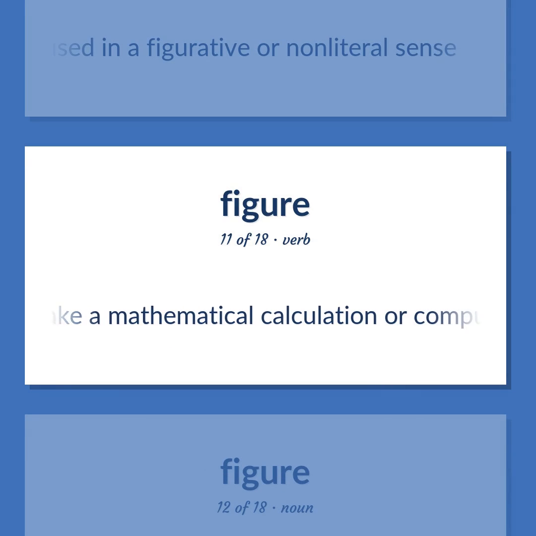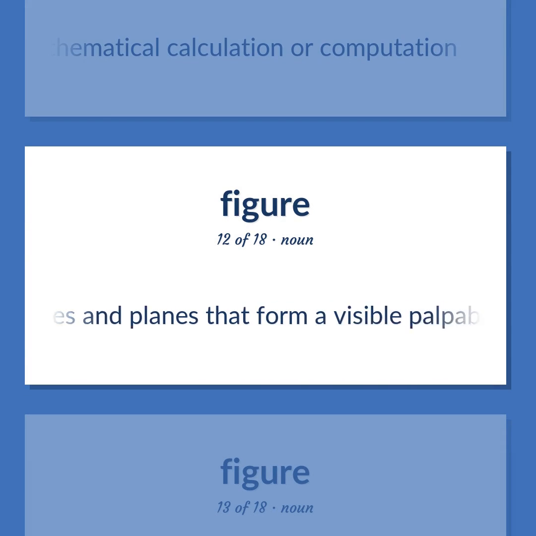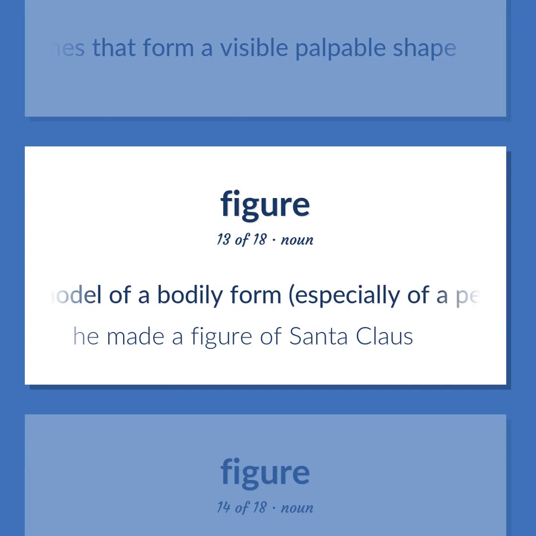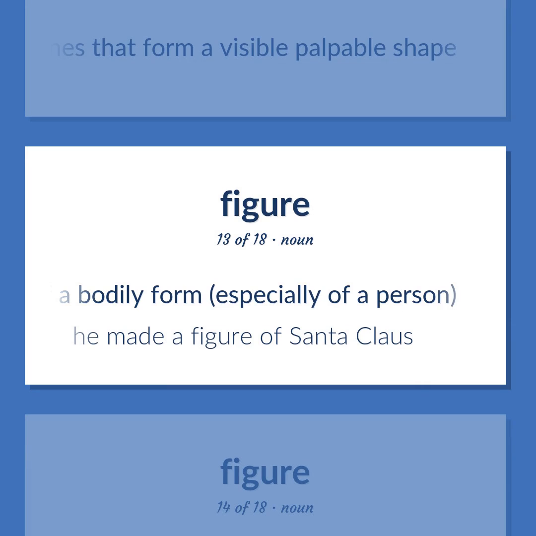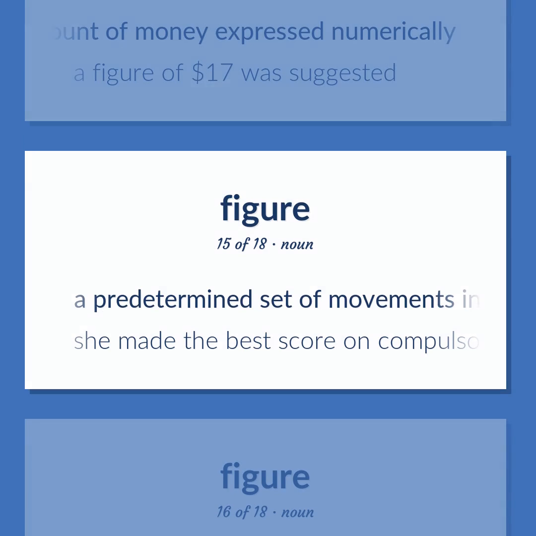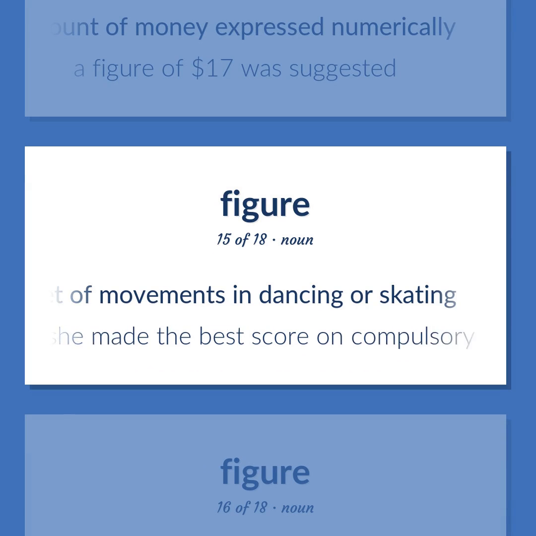Make a mathematical calculation or computation. A combination of points and lines and planes that form a visible palpable shape. A model of a bodily form, especially of a person. He made a figure of Santa Claus. An amount of money expressed numerically. A figure of $17 was suggested. A predetermined set of movements in dancing or skating. She made the best score on compulsory figures.